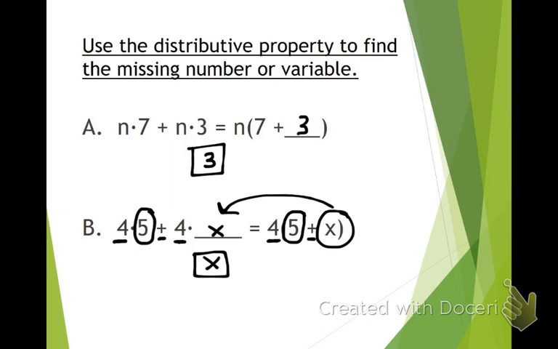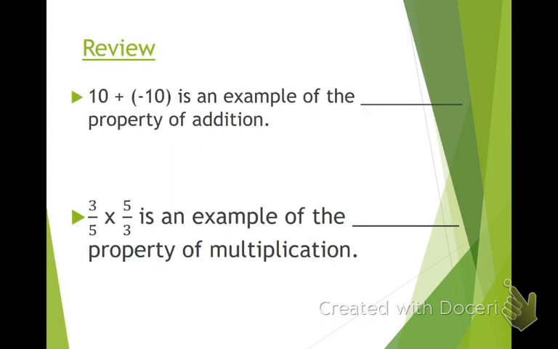Yesterday, we had an assignment, which a lot of people said they thought was a difficult assignment. This right here is just a review of that assignment from yesterday. So I want you to go ahead and write this down and see if you can answer which property these two are talking about. Okay, let's talk about it. The first one says 10 plus negative 10 is an example of the blank property of addition. Raise your hand if you think that's the commutative property of addition.